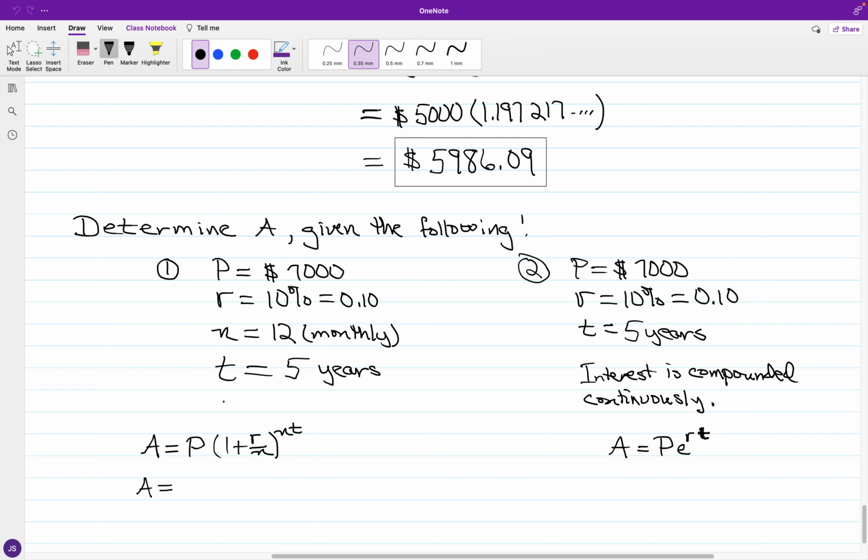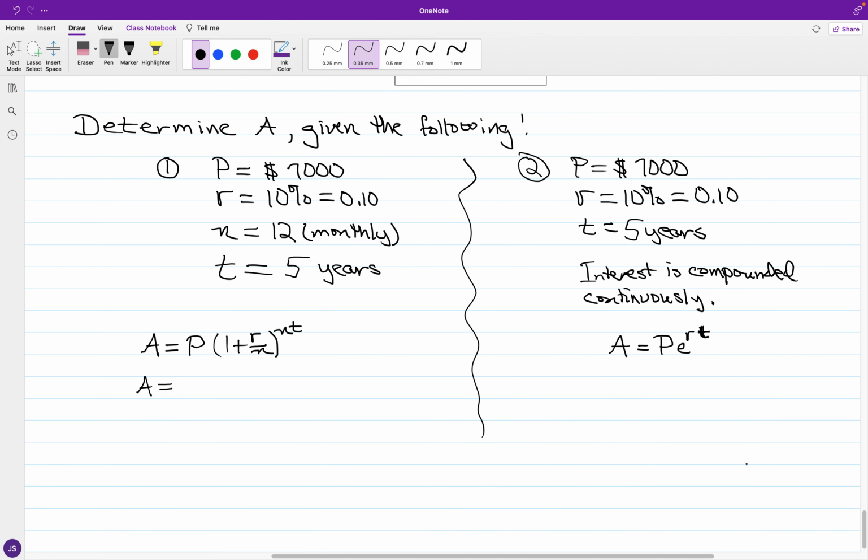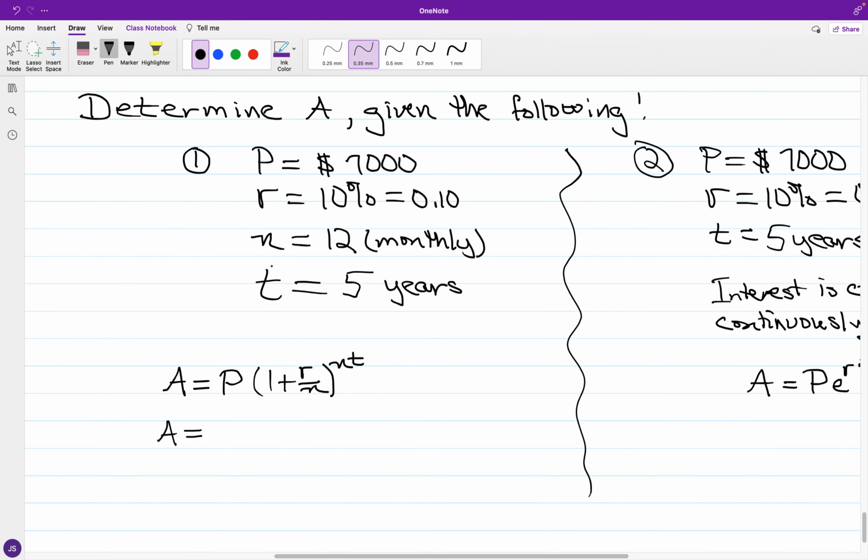For both of these items, we had the same principal, the same quoted percentage rate, and the same time span, but we have different frequencies for the compoundings. In the first item, we're looking at monthly compounding. So we're using the first of the compound interest future value formulas: P times the quantity 1 plus r over n raised to the n times t power. So you have the principal, $7,000.